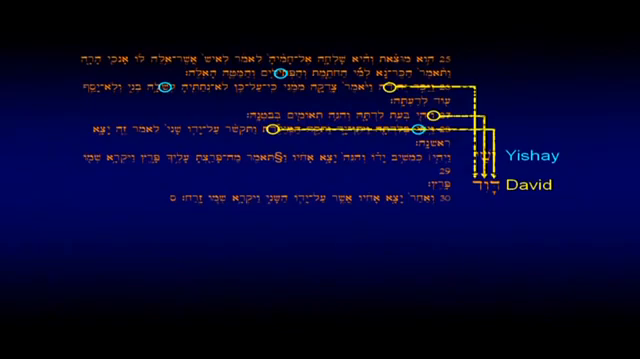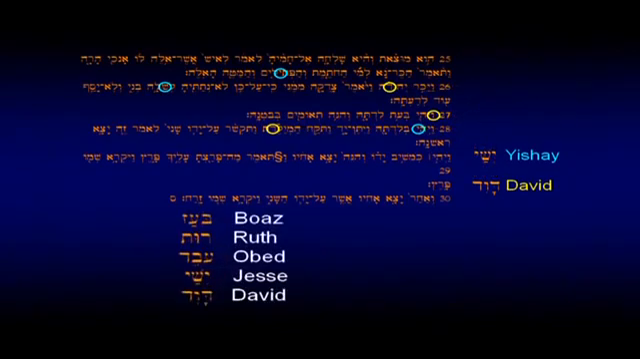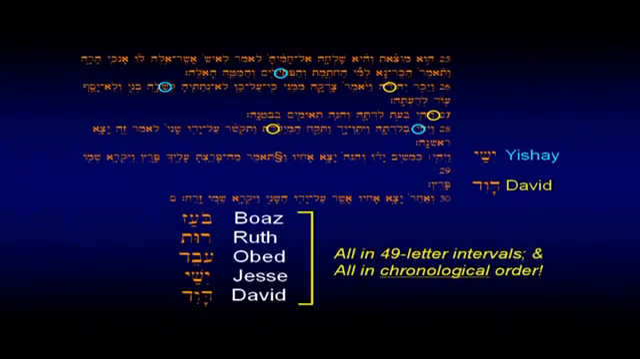Now let me put this together for you. You've got Boaz, Ruth, Obed, Jesse, and David. Those are in the family tree of David, the most venerated king in the Bible, next to Christ, of course. They're all in 49 letter intervals, and they're all in chronological order. How many of you think that was by accident or just the statistics of language somehow?